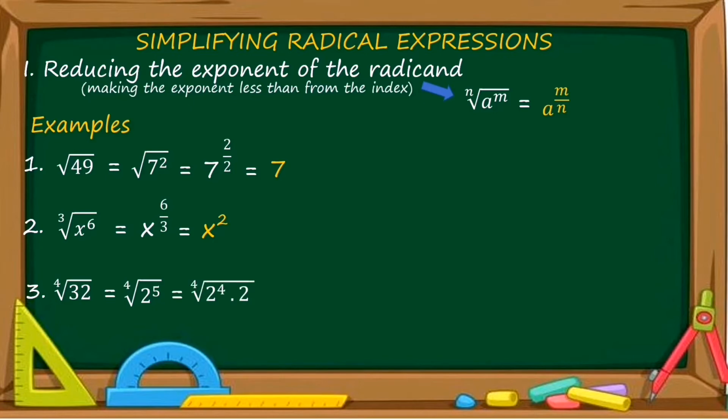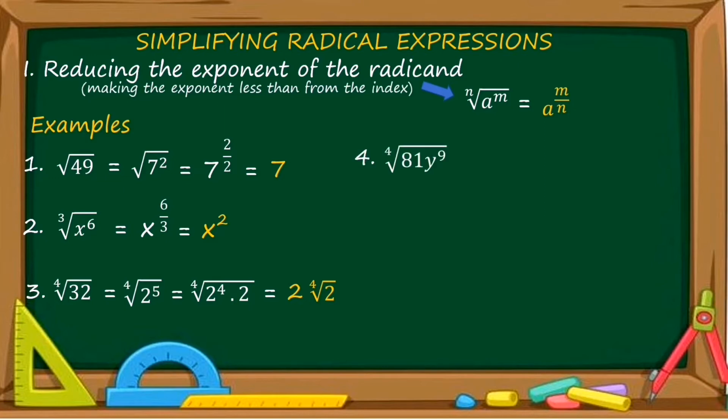So, it is equal to the fourth root of 2 raised to 4 times 2. This time, the exponent of the first 2, which is 4, can be divided by the index. And its simplified form is already 2 because 4 divided by 4 is 1. So that is 2. And then the other 2 will remain inside the radical expression since the exponent is less than the index. That is the fourth root of 2. So our final answer is 2, the fourth root of 2.